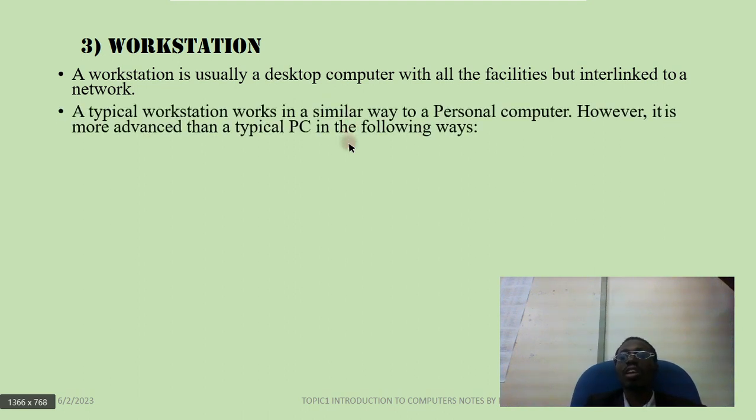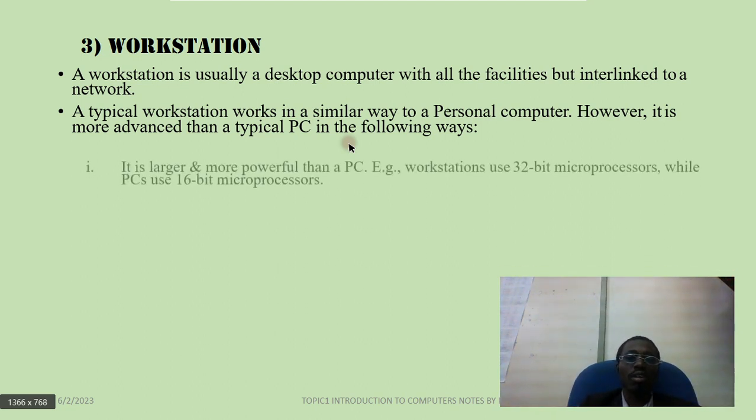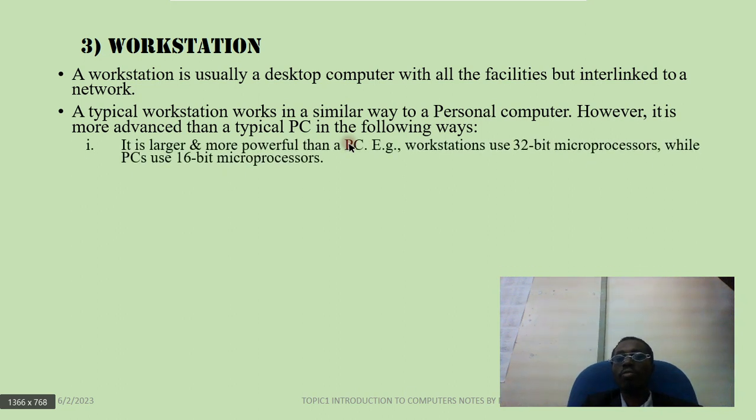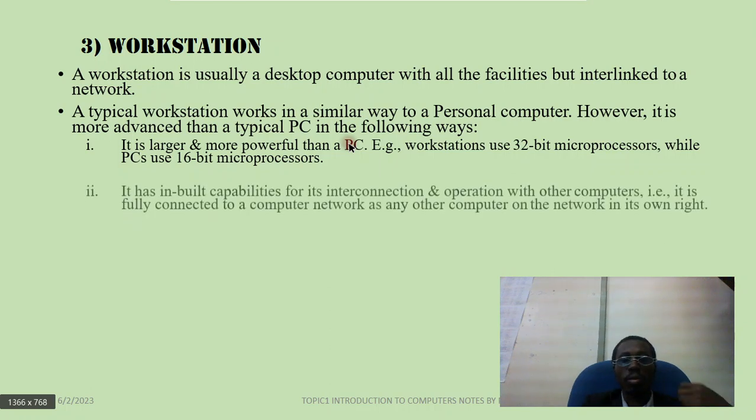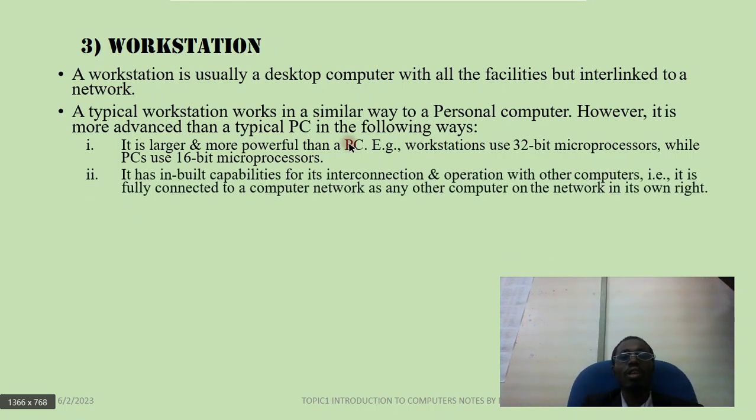Typically, a workstation works in a similar way to a personal computer. However, mostly it's more advanced than a typical PC in the following ways. So what are the different ways that differentiate the two? It is larger and more powerful than a PC, e.g. a workstation that uses 32-bit microprocessors, while PCs use 16-bit microprocessors. Number two, it has inbuilt capabilities for its interconnection and operation with other computers. For example, it's fully connected to a computer network as any other computer on the network in its own right.